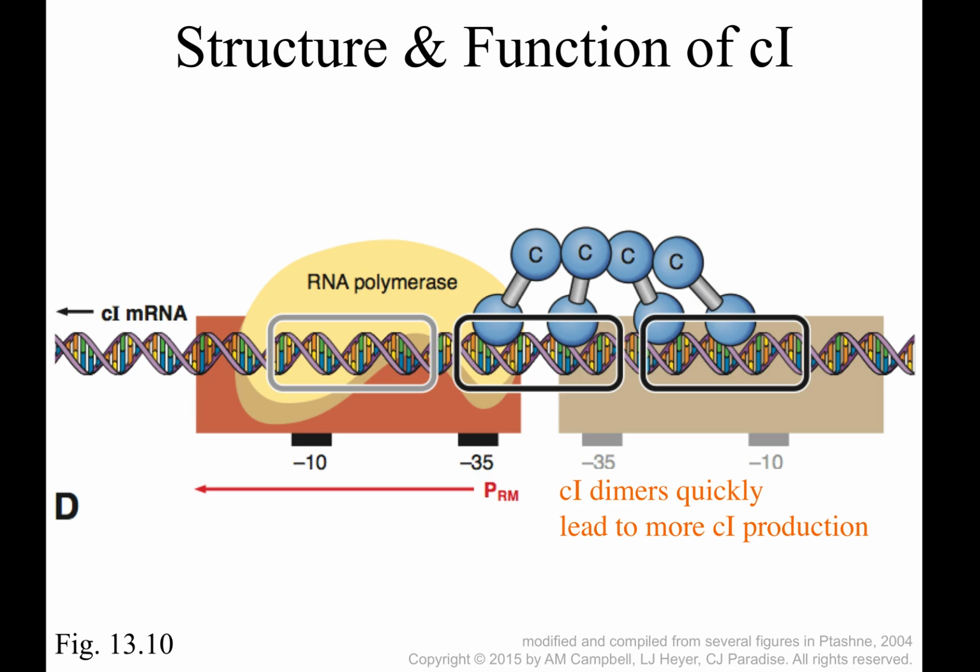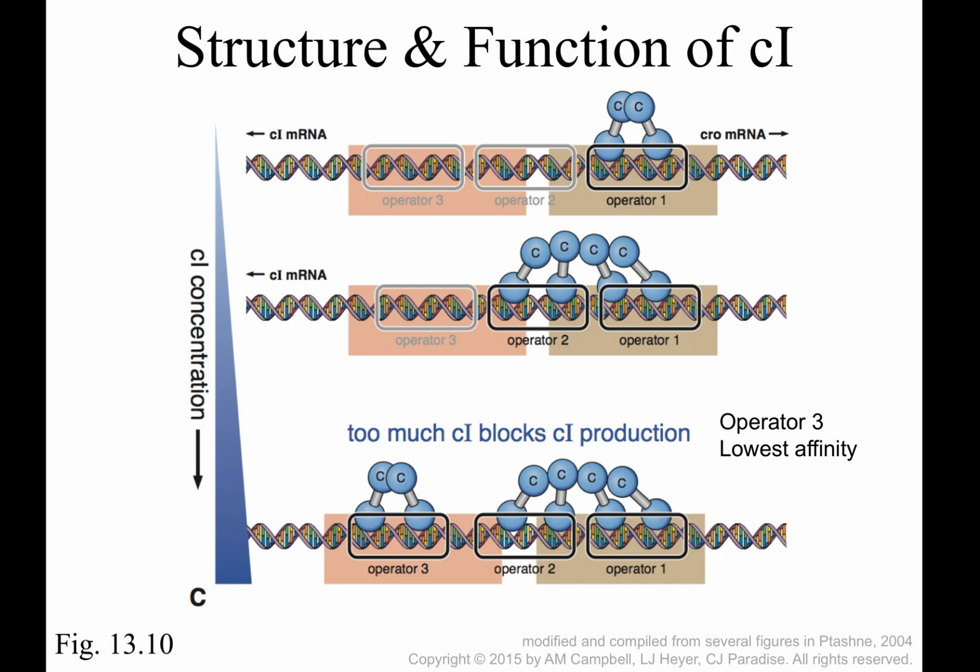Okay, and then once 1 and 2 have CI protein bound to them, now RNA polymerase can bind to the PRM promoter and chug away and transcribe CI mRNA, and then translate that CI mRNA into protein. Okay. If you have different amounts of CI made, it causes different effects. So a little bit of CI, operator 1 gets bound. A little bit more CI, operator 1 and 2 gets bound, and then the promoter here can be occupied by RNA polymerase, and you make more CI.